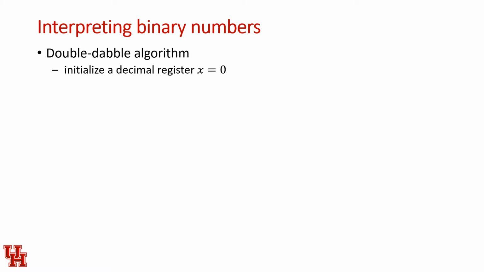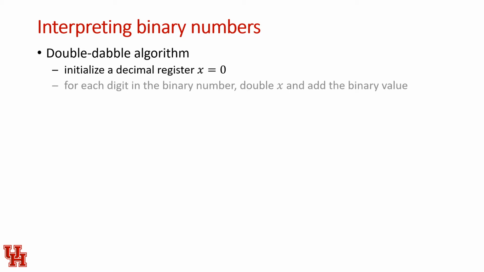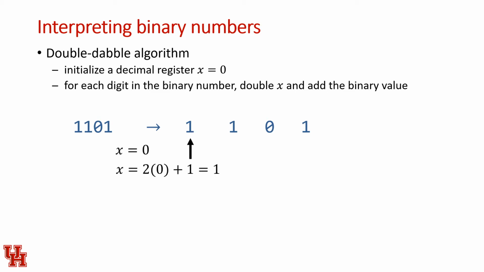We start with a register x initialized to 0. We then read the binary number from left to right. For each binary bit, we double the register and add the value of that bit. Let's take a look at the sequence 1, 1, 0, 1. We initialize our register to 0. Then consider the first bit, multiplying our register by 2, which is still 0, and adding 1 gives us a decimal value of 1. The next value is 1, so we double the register, which currently has a value of 1, and add 1. This value of 3 is then assigned to the register, overwriting the initial value.